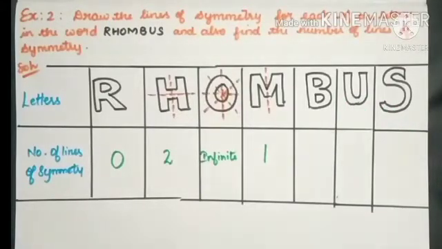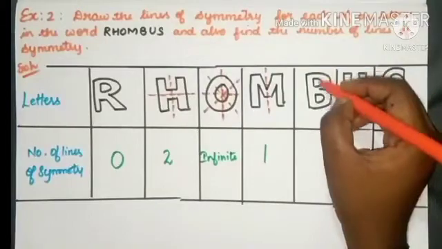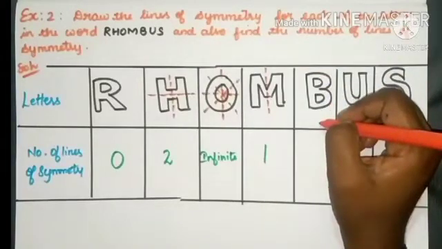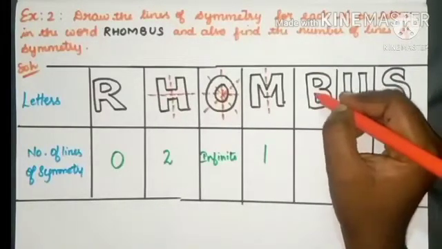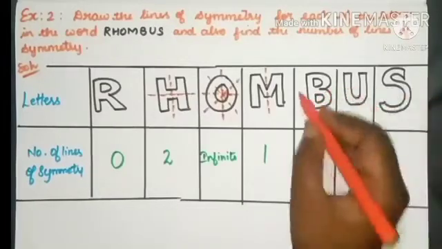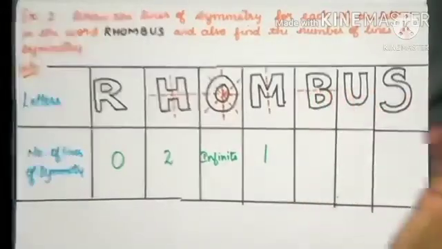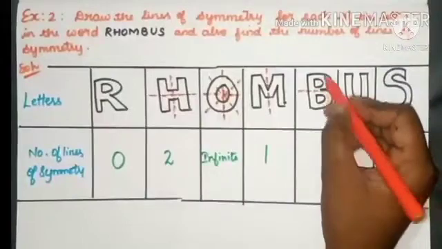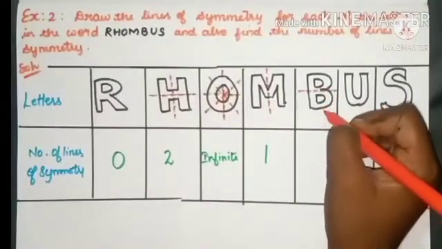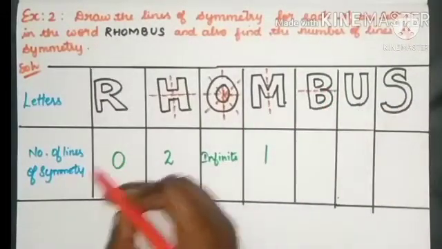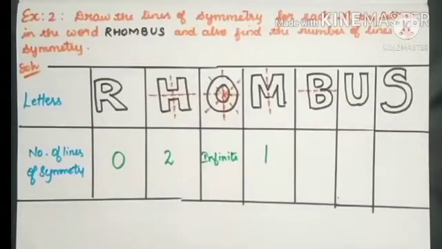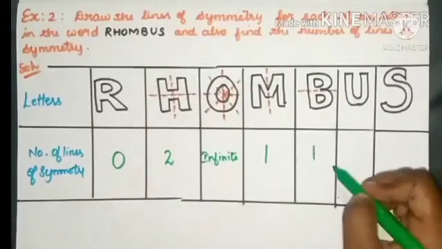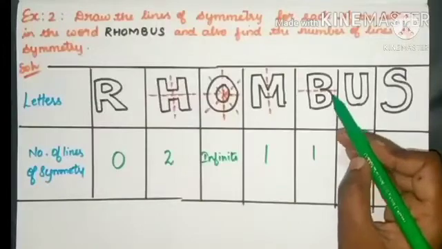If we cut the letter B vertically, it will not divide into two equal parts. So now let's try it for horizontal. Yes, it divides into two equal parts. So the number of lines of symmetry for the letter B is 1. There is only one line of symmetry for the letter B.